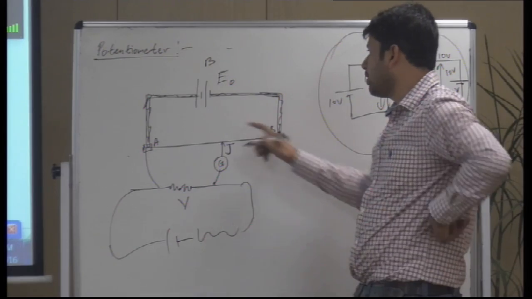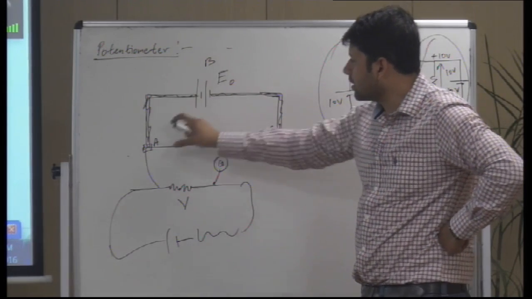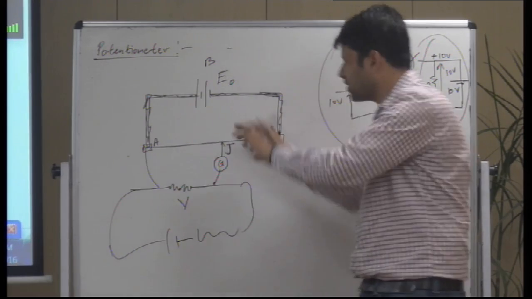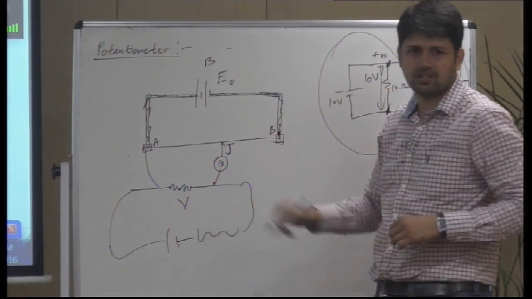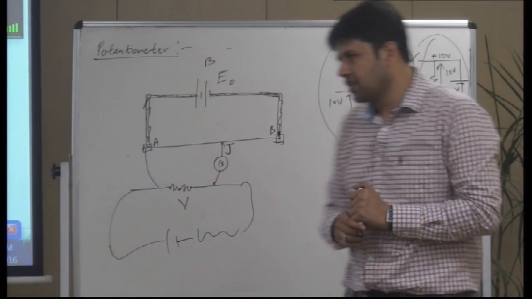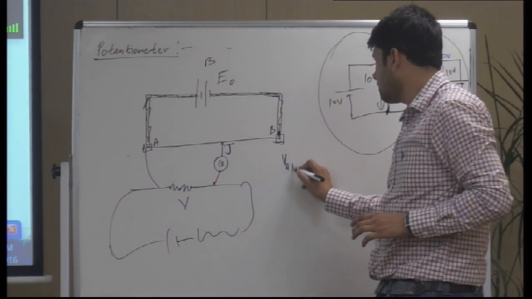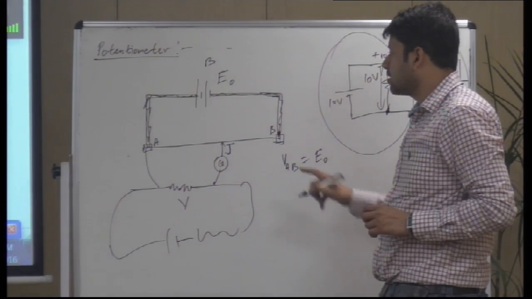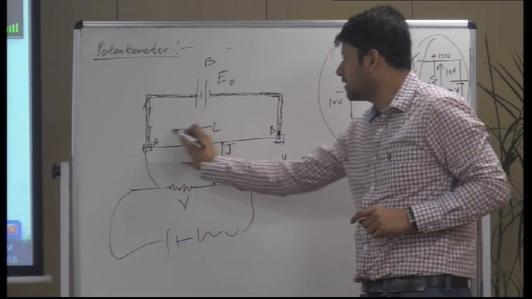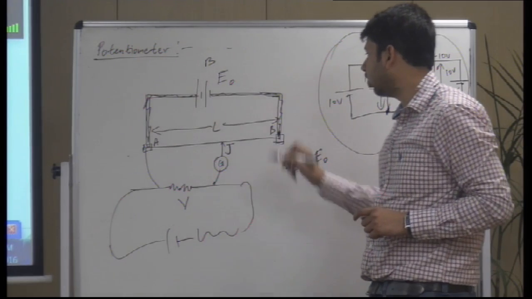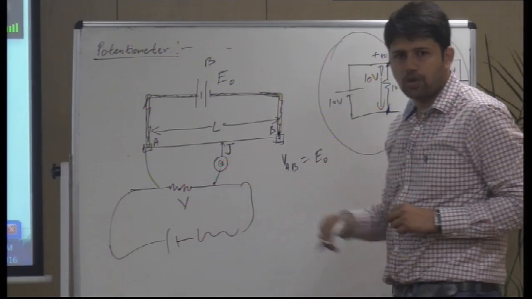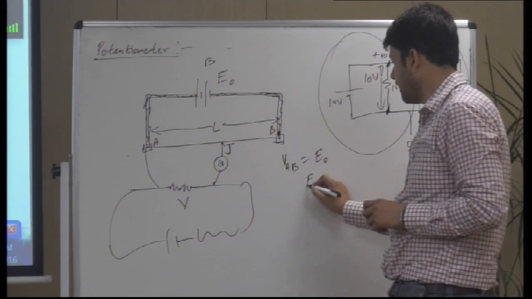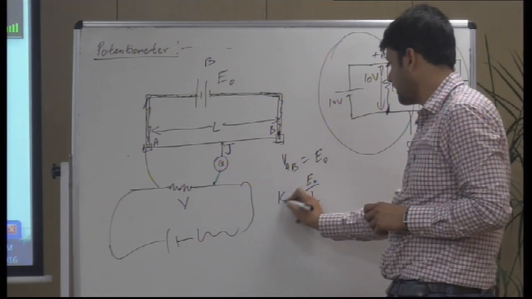Now E naught is the potential difference which will appear between these two points. I am assuming that no resistance is used by these copper strips. So VAB is nothing but E naught. So if L is the length, the voltage per unit length would be E naught by L. We call it potential gradient.